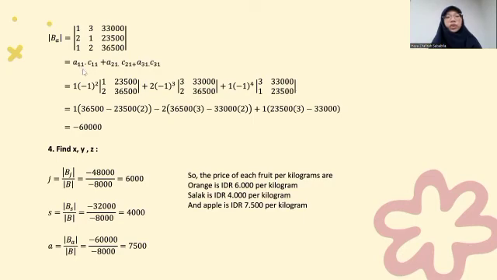So we have A11 times C11 plus A21 times C21 plus A31 times C31. So it is still the same. As we know before, we eliminate this and this for each minor, and we get the matrix like this. And for this, we find the determinant from this matrix, and when we calculate, it equals minus 60,000.